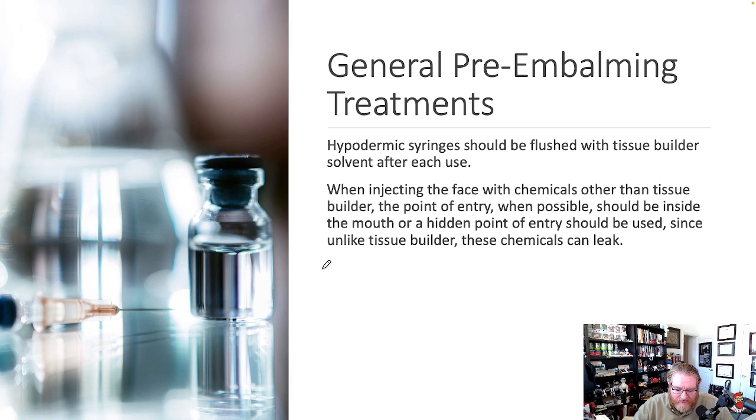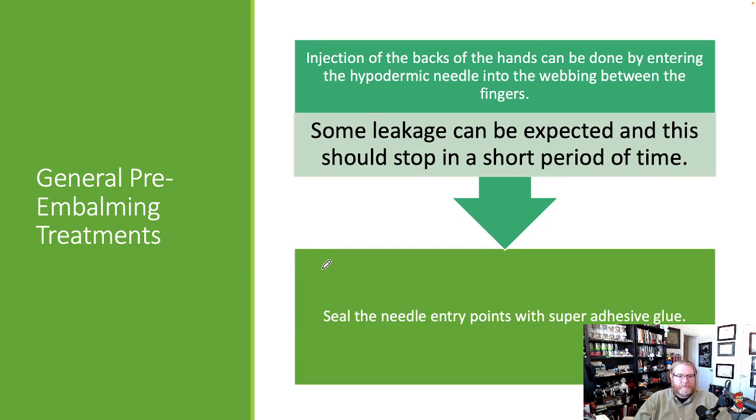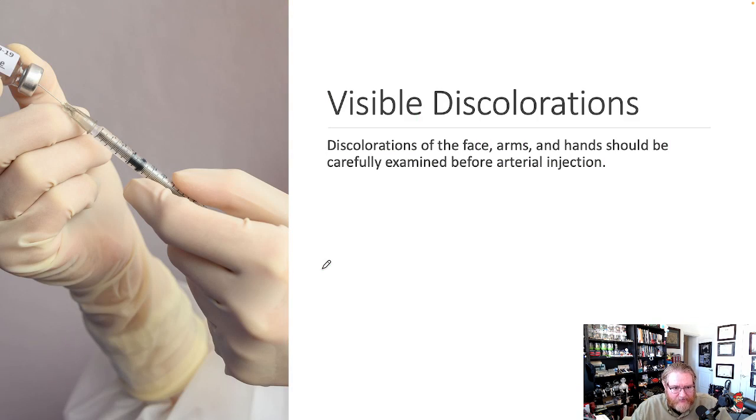When injecting the face with chemicals other than tissue builder, the point of entry, when possible, should be hidden inside someplace, since anything other than tissue builder creates a hole, and the hole will leak. Injection on the back of hands can be done by entering the hypodermic needle into the webbing between the fingers. Some leakage can be expected, and this should stop in a short period of time. If not, a good old dab of super glue and then closing it will fix that issue right quick.